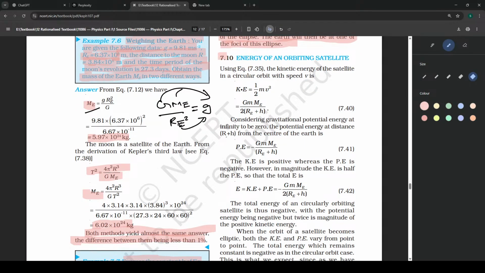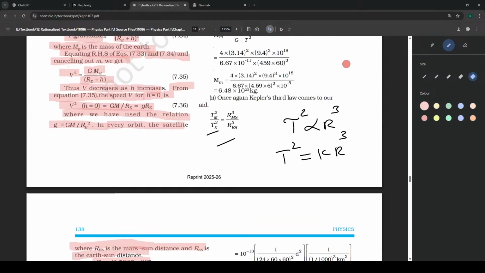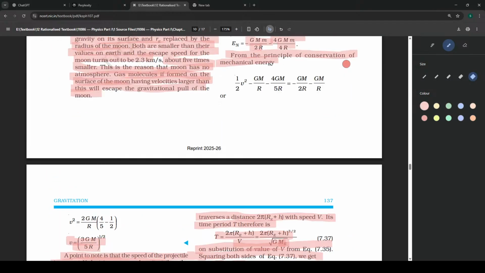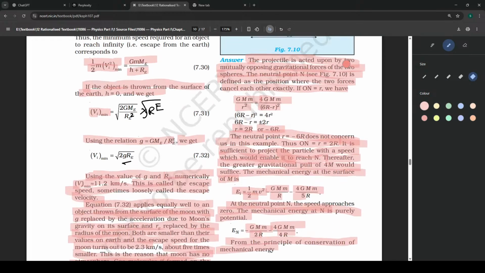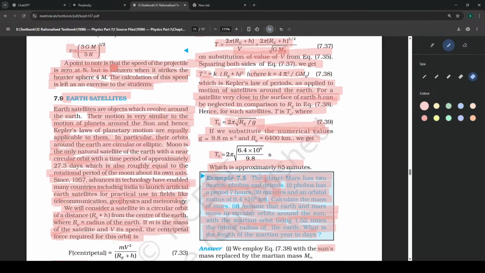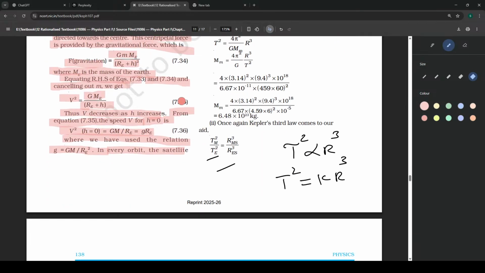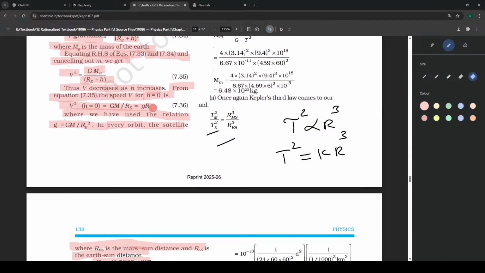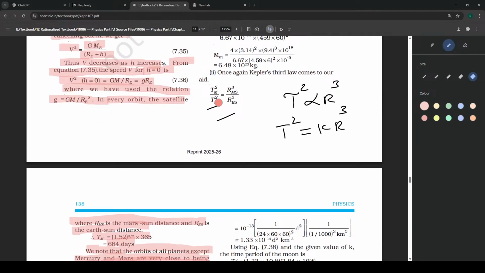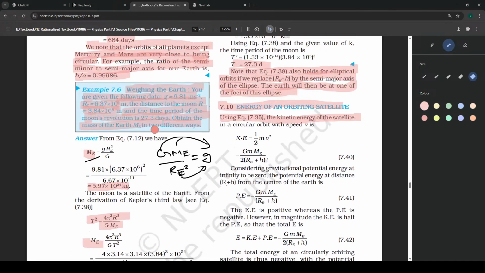Energy of an orbiting satellite. Last topic, but not the least. Energy of an orbiting satellite using equation 7.35, which is basically this equation here. This is the velocity of the satellite that is to be maintained for it to move around in a circular orbit.